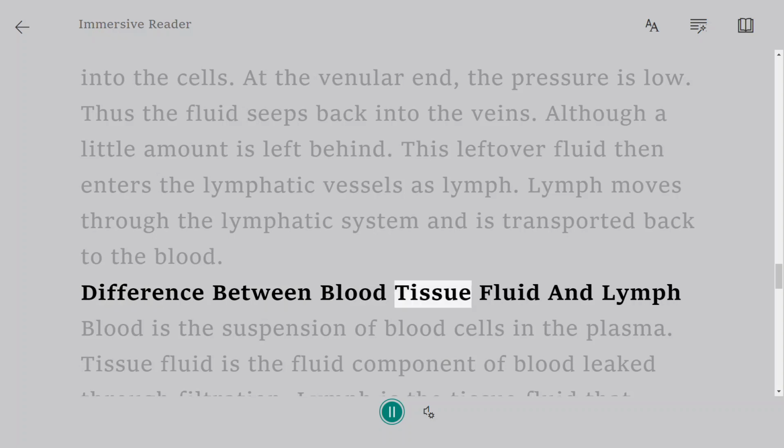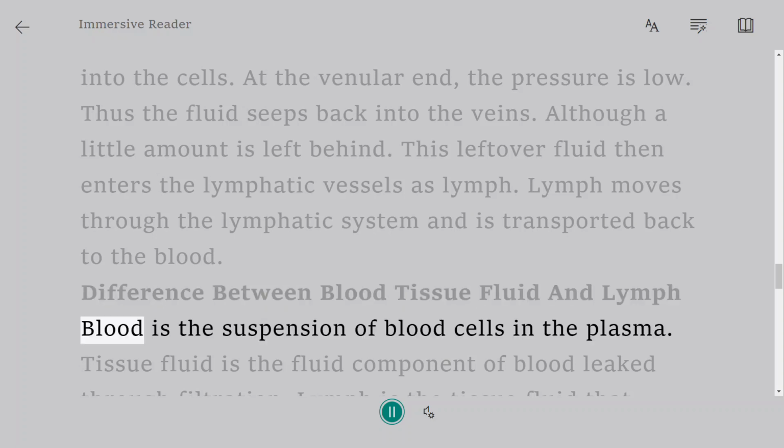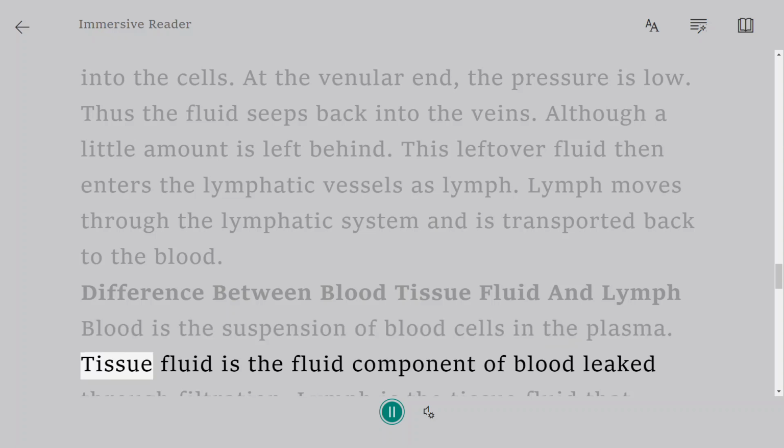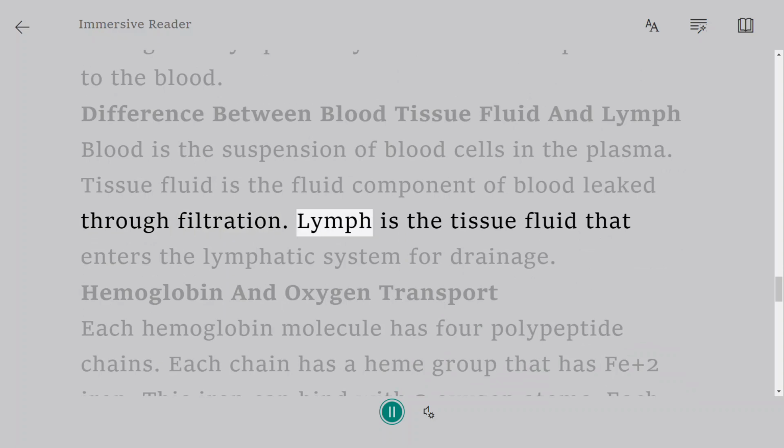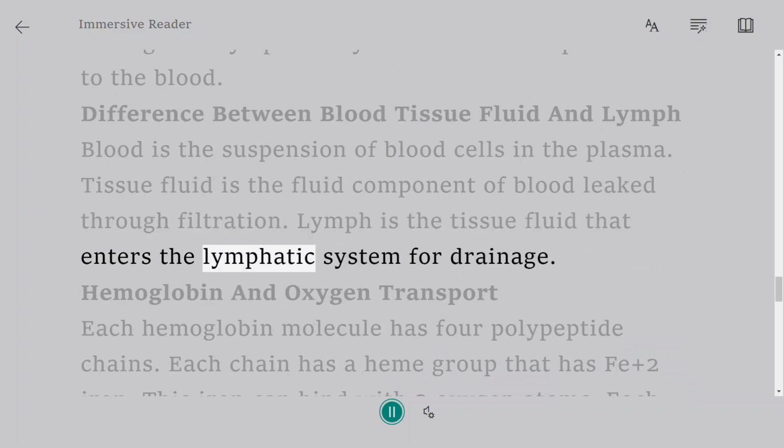Difference between blood, tissue fluid and lymph. Blood is the suspension of blood cells in the plasma. Tissue fluid is the fluid component of blood that leaks through filtration. Lymph is the tissue fluid that enters the lymphatic system for drainage.